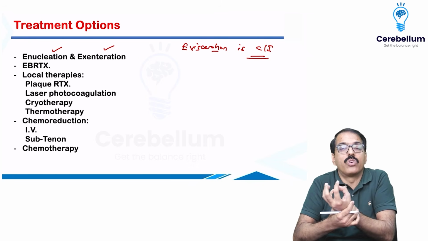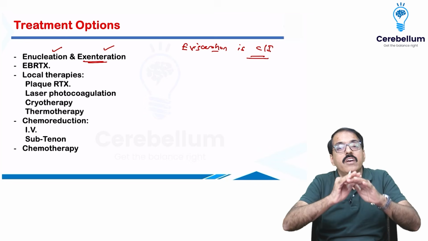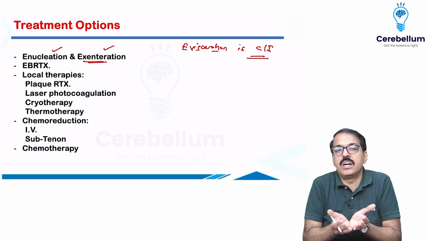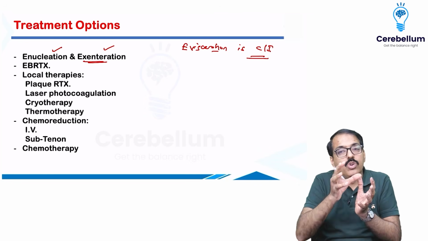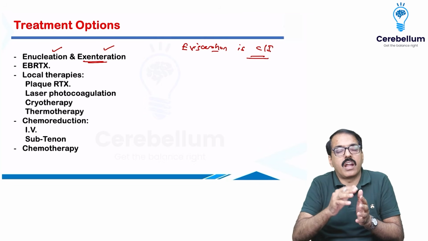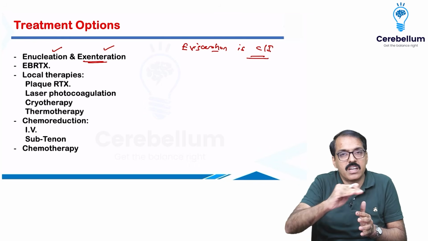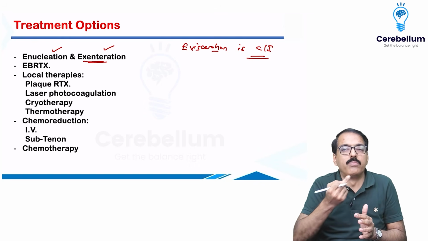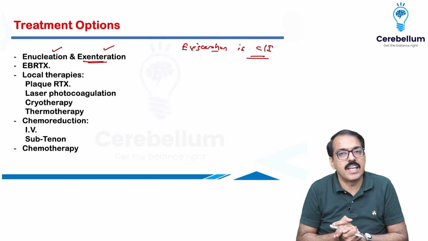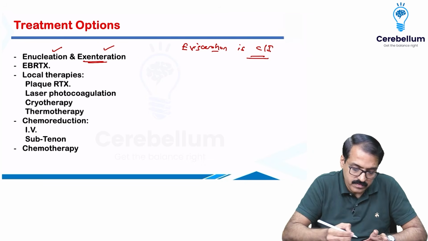That is enucleation. Exenteration is an extensive surgery where you are emptying the entire orbital contents. You are removing the eyeball, the extraocular muscles, the orbital fat, the lacrimal gland, everything along with the lids, and you are just leaving the bony socket. That is called an exenteration surgery. Enucleation is removing the eyeball contents.